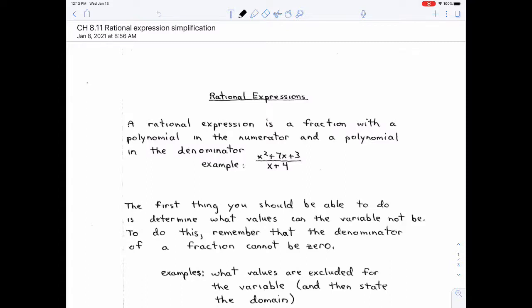So what is a rational expression? Later we're going to deal with rational equations. A rational expression is a fraction that has a polynomial in the numerator and a polynomial in the denominator. So if you don't understand polynomials, we dealt with linear equations. Those are polynomials. We dealt with quadratics. Those are polynomials. We dealt last chapter with polynomials of degree 3 and greater.